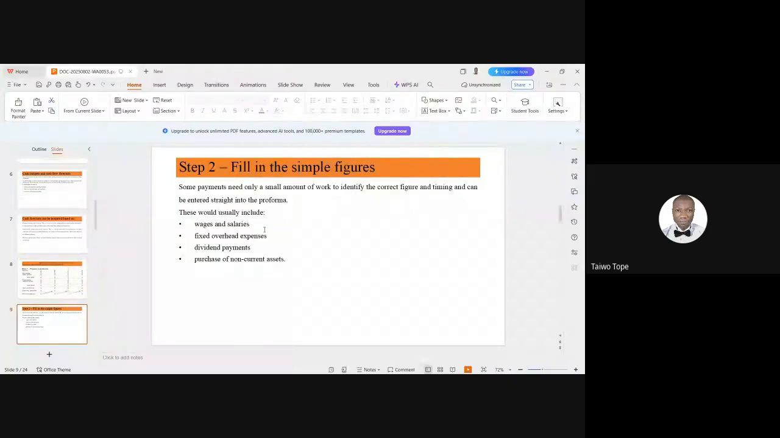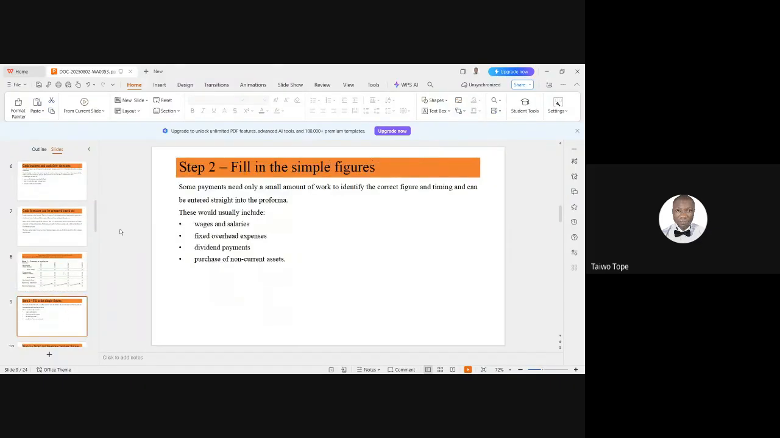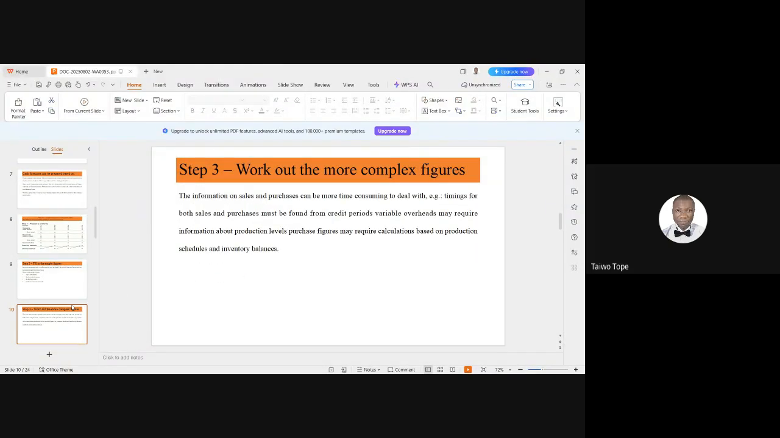These are just in form of explanations to this format here. Step 2, fill in the simple figures. Some payments need only a small amount of work to identify the correct figure and timing. Yes, they can tell you credit sales, you have 1 month. Your purchase, you have 2 months credit period. So you must take note of those timings, and you need to enter them as appropriate in the table. So you can have those issues in that slide.